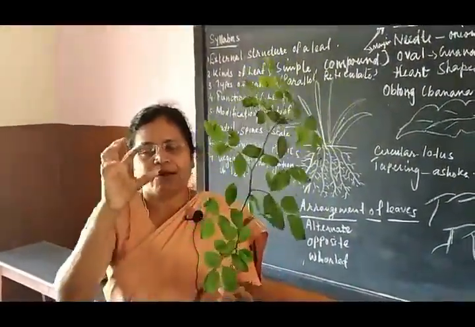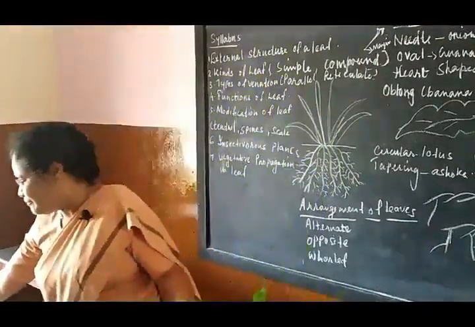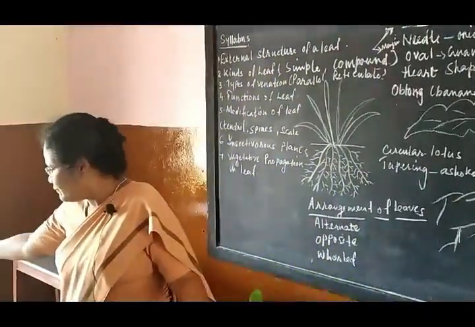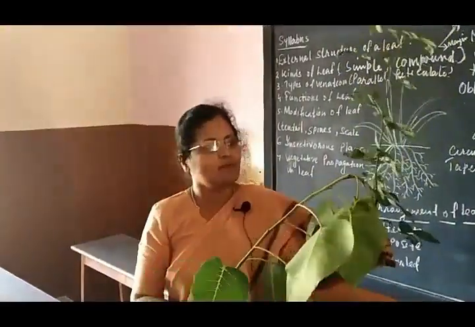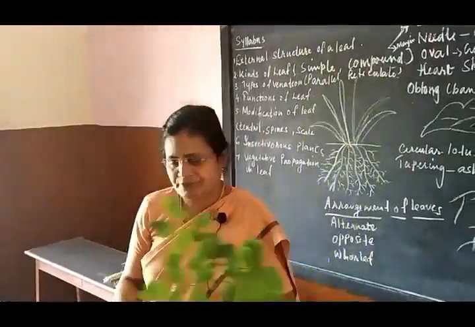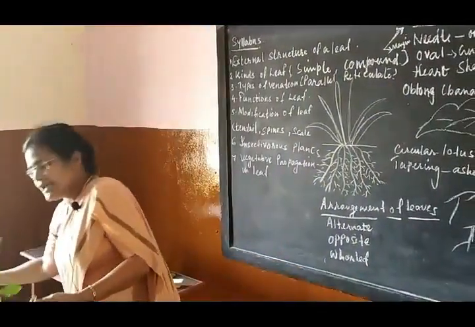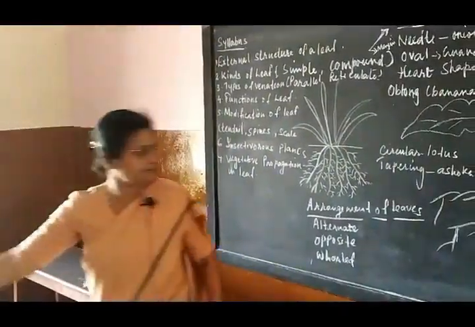A compound leaf means one leaf having many leaflets, whereas a simple leaf means from the node arises one single leaf, whereas here from the node arise many leaflets, which is called a compound leaf. So that is about the two types: one is the compound leaf, the other is the simple leaf.